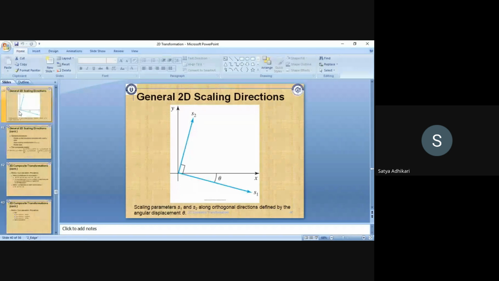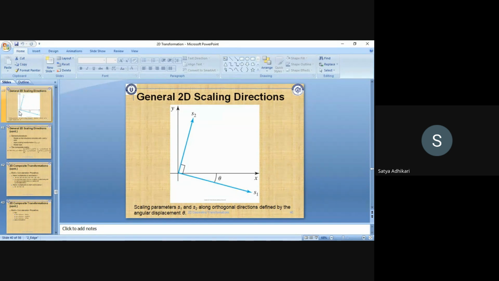You see here, S1 makes an angle theta with the x axis. If we rotate S1 anticlockwise by theta, S1 and S2 now coincide, S1 with the x-axis. Similarly, we rotate S2 so that it coincides with the y-axis. So now S1 and S2 coincide with the x-axis and y-axis. Now it is easy to scale because we know how to scale with the x-axis and y-axis. Apply the factors S1 and S2.